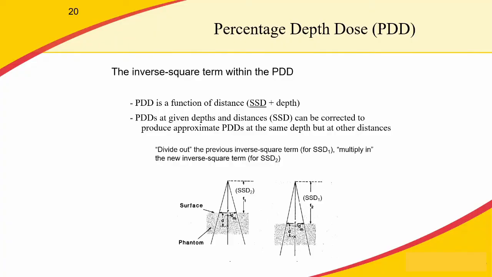It's important to note that the PDD is dependent on not only the depth within the patient or phantom, but also the SSD you use to set up for the beam delivery. So typically we measure PDDs at a fixed SSD, but if you're treating the patient at a different SSD, you need to correct for how the PDD is going to change due to this change in SSD. The good news is it's possible to divide out the inverse square term that was built into it when you measured it during commissioning and calibration, and then you multiply in the new inverse square term for the SSD you're using for your current treatment.